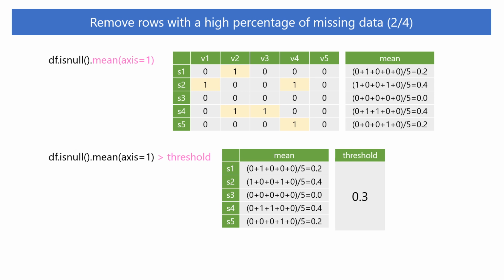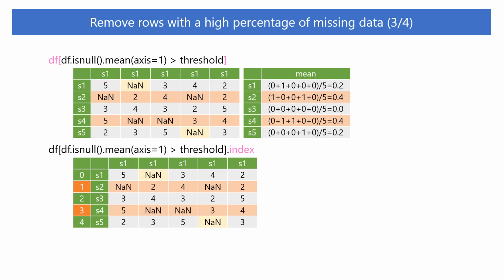Following isnull, apply mean. Set axis to 1 to compute the mean value for each row. The mean value is calculated by converting true and false to 1 and 0 respectively. Next, set the conditional expression that the calculated mean value is greater than 0.3, which is the threshold. We have now set a condition for deletion, that is, the percentage of missing data is 30% or more.